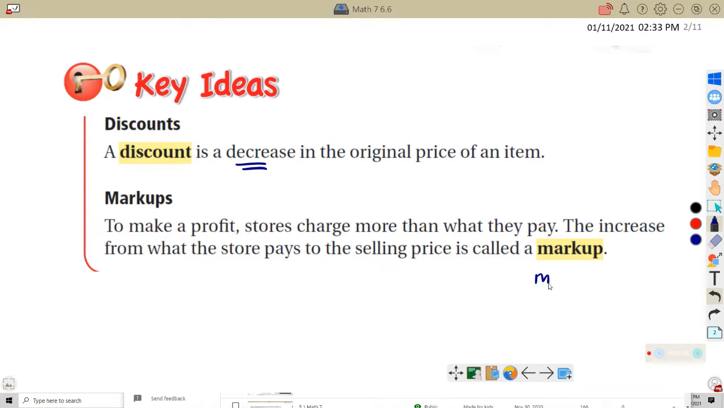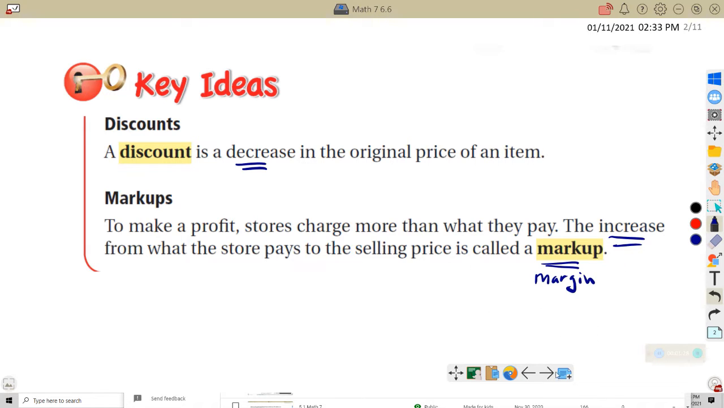Sometimes you'll hear it referred to as a margin. The margin is really more of a difference between what they pay and what they sell it for. Okay, so markup is what we're using in this class. So we want to get those ideas into your notebook. Discounts and markups. One is a decrease, one is an increase.